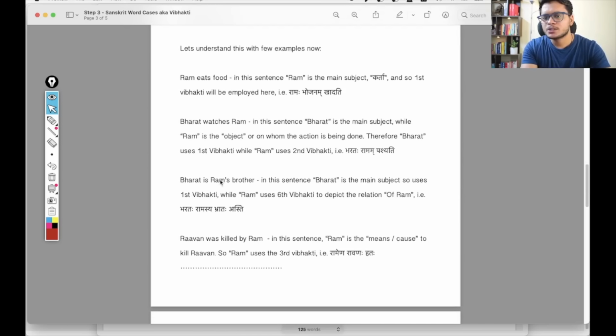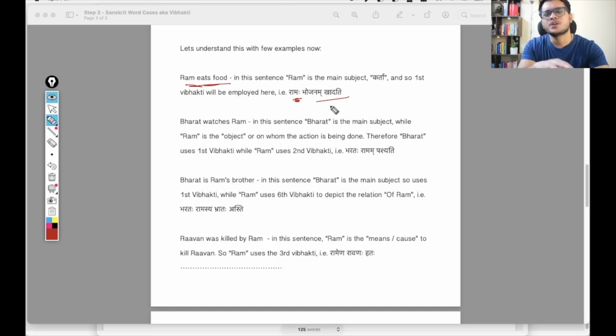In addition to this, I have examples also. Let us quickly look at the examples, because the more examples, the better we understand, right? So, Ram eats food. Simple sentence, Ram is the subject here, right? So Ramaha Bhojanam Khadati. These might be unfamiliar words to you, don't worry about that. Khadati just means he or she eats. It's a verb in third person. So Ramaha, because Ram is the subject.